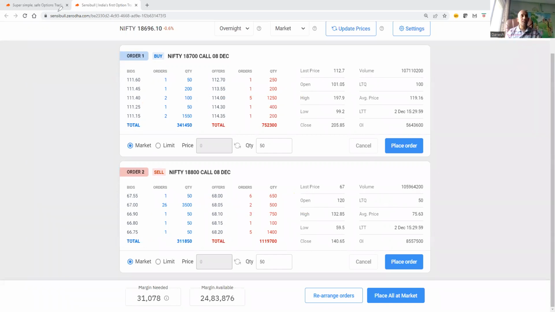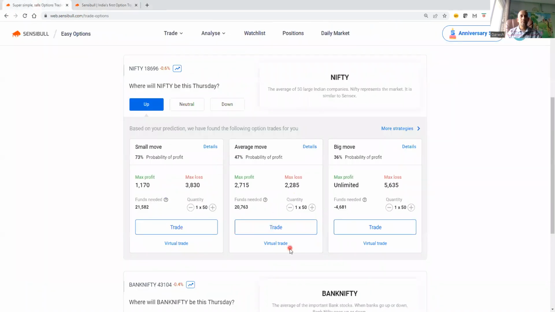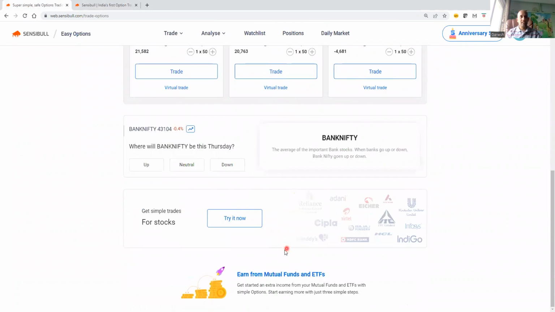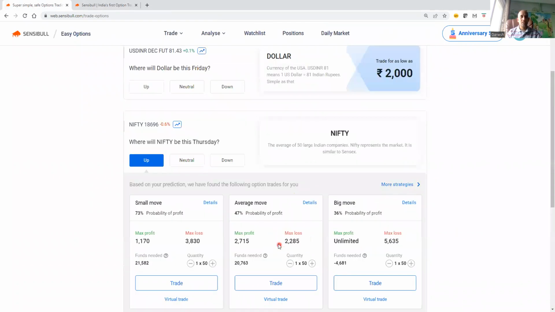Like that, you can plan the trade. This is how you can plan. This is about Easy Options. So this is how you can predict and make a trade, or a virtual trade. There is a session separately where I would explain what virtual trade is all about. Yeah, I think this is much better.